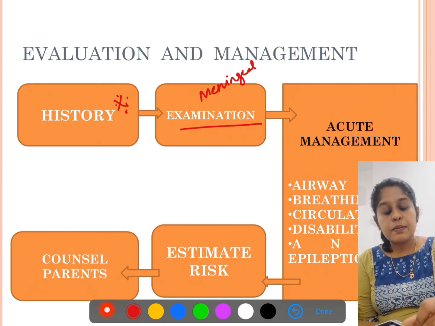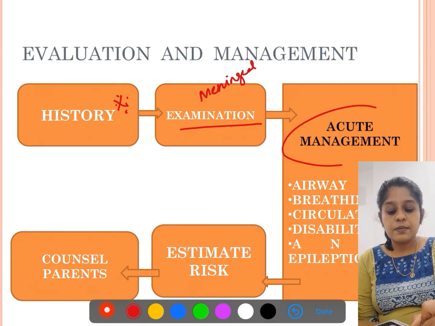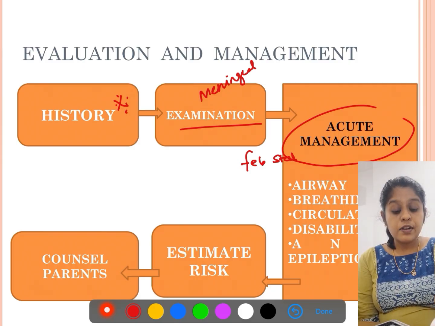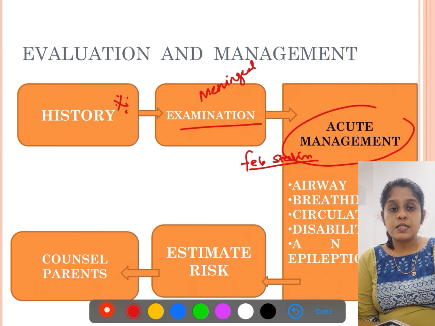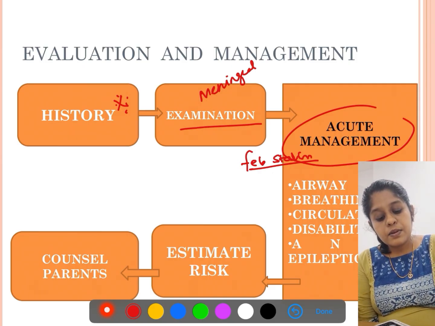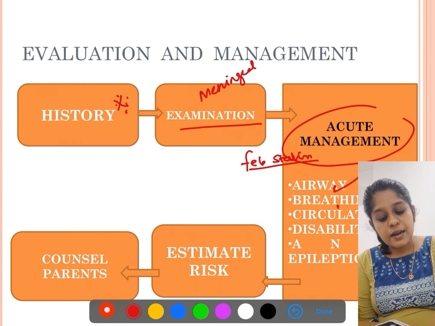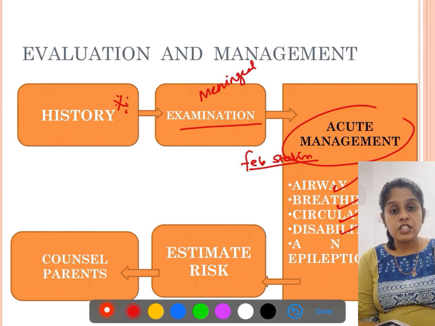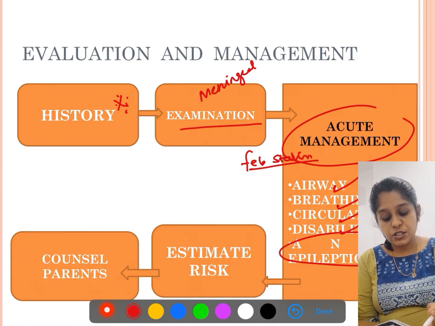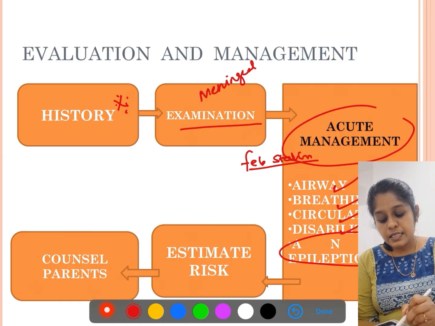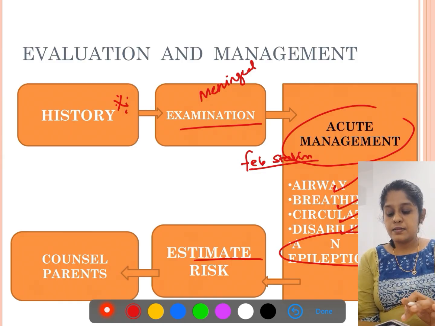Then coming to the acute management, if a child is presenting with febrile status, then we definitely will have to manage the airway of the child. We have to see the circulatory status, find the cause for the seizure, and correct the metabolic causes if present. So always see the airway, breathing, circulation, disability, and administer the anti-epileptic to abort the seizure, because as long as the child continues to have seizure, there are high chances the baby can have neuronal injury. Then you estimate the recurrence risk and you counsel the parents.